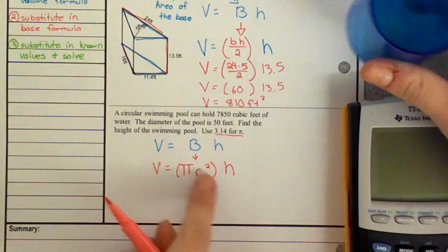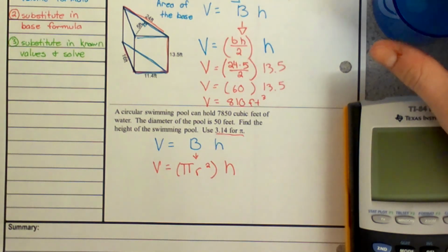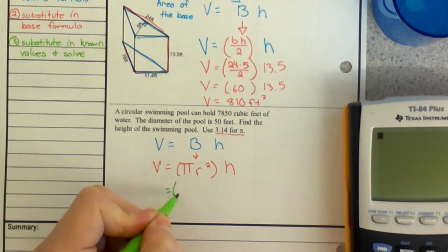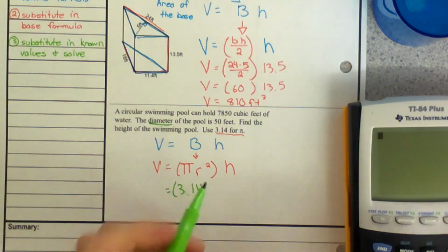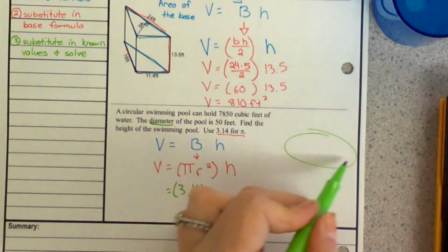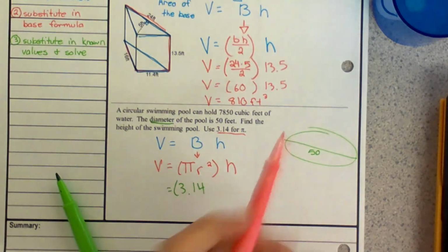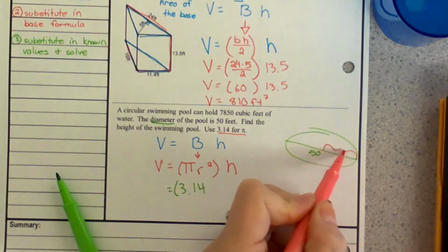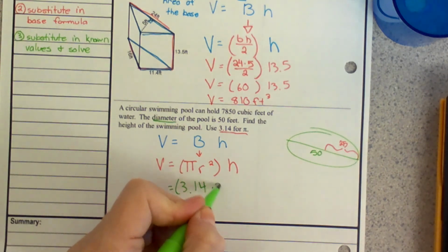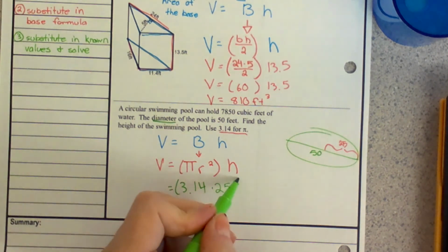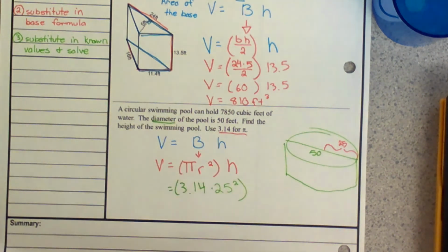Okay, next I'm going to look at what is pi r squared. We know pi is going to be 3.14. It says the diameter of the pool, so if here's my swimming pool, the diameter all the way across is 50. We need the radius. The radius is right here, and that's going to be 25 feet. So times 25 squared, and then I can multiply that by the height of the pool.